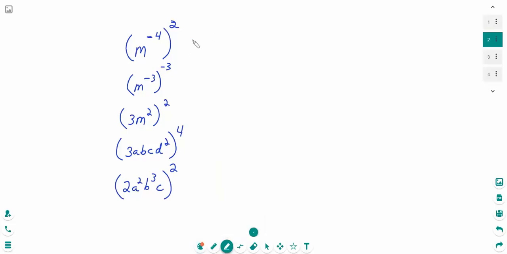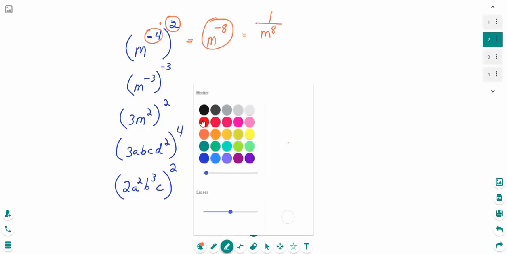All right, so the first one, m to the negative 4 times 2. Well, what was the general rule that we worked on the last page there? It was that we can simply take this exponent and multiply it by the exponent outside the parentheses. So m to the negative 4th quantity raised to the second is going to be m to the negative 4 times 2. A negative 4 times 2 is a negative 8. So we have m to the negative 8. Pretty straightforward. Not too complicated. If we wanted to write that without a negative exponent, we could even put that in the denominator and make it 1 over m to the 8th. All right?